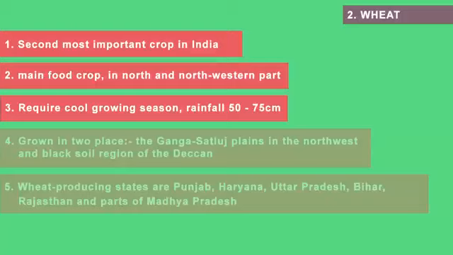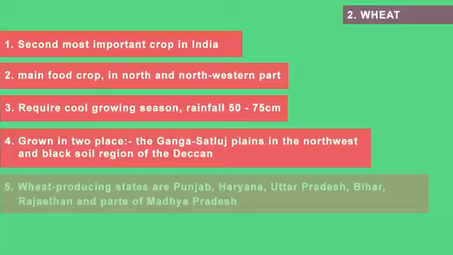So that means it should be grown during the winter. And during winter, rabi crop is grown. So wheat is a rabi crop. Now it requires a rainfall of 15 to 75 centimeters. So there are two important places where wheat is grown, and it is purely because of their ideal location. And those places are the Ganga Satluj plain in the north. We're talking about the regions of Punjab, Haryana, and the second region is the black soil region of the Deccan Plateau.